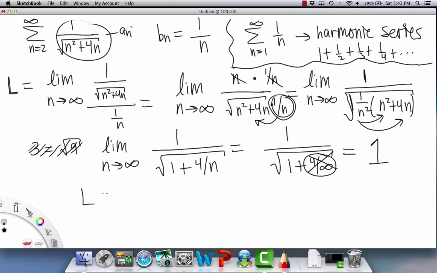So big L equals 1, which, by the 3 cases, is greater than 0. So this is the first case that I went over. We don't need to know anything else except, going back to the side note, sorry, I almost forgot the most important part.